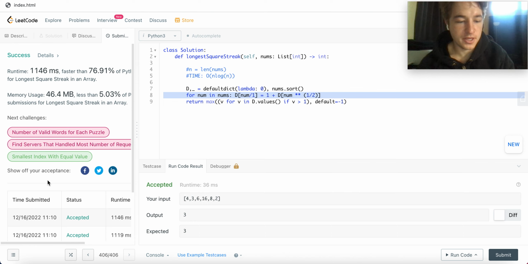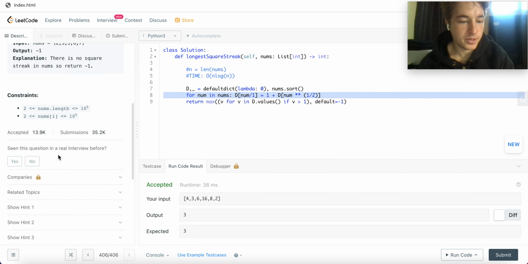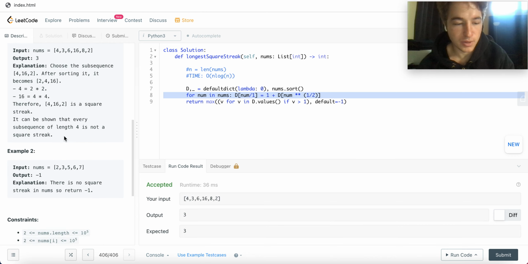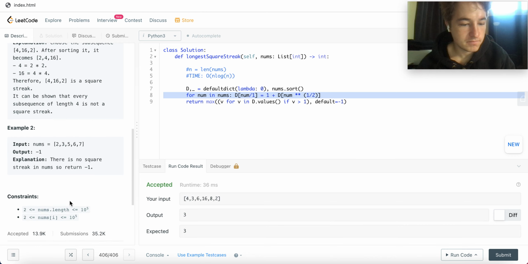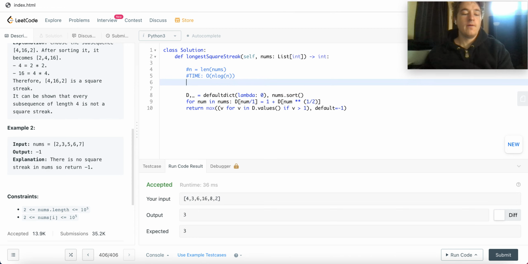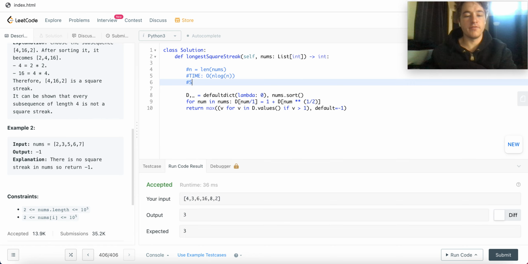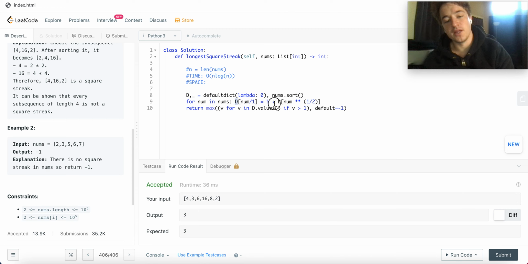We could maybe get it in n time, depending on if we did a radix sort, like a bucket sort. No, because the numbers are too big, so that's not going to help us. All right, and then for space, well, we have to create this default dict that we're going to populate with each number. So that's big O of n.